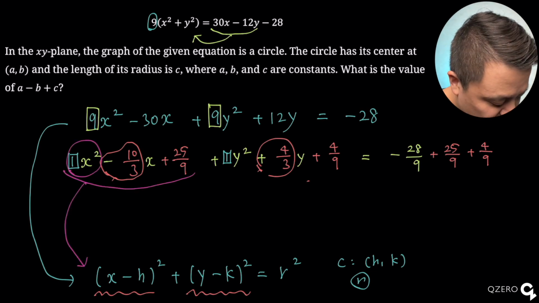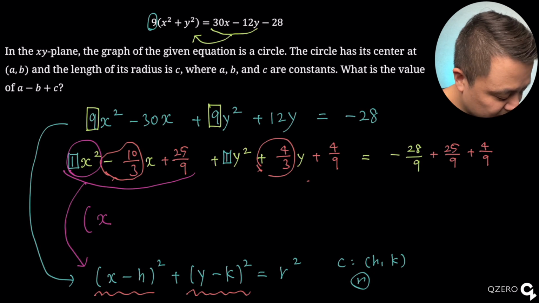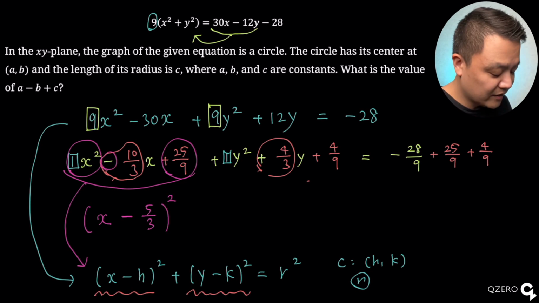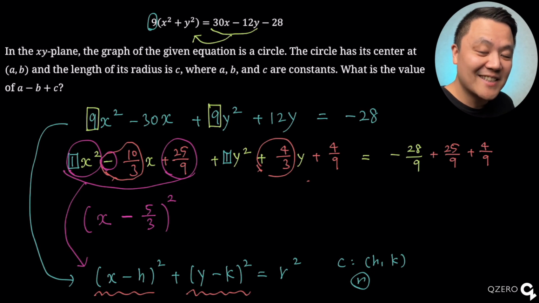Since we have x squared here, we need x. We have 25 over 9, that is 5 over 3 squared. And since we have a negative sign here, we put a negative here. This is how to complete the square. If you're not familiar with this math, you have to learn about this.